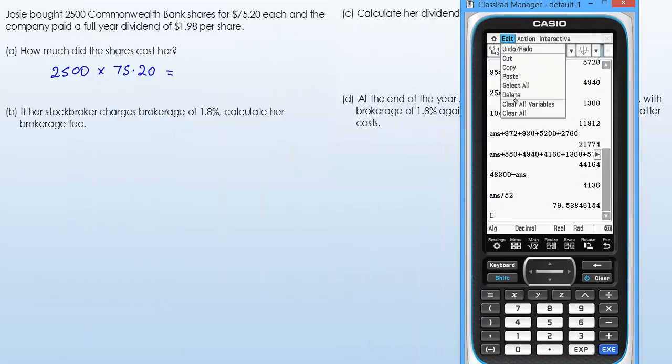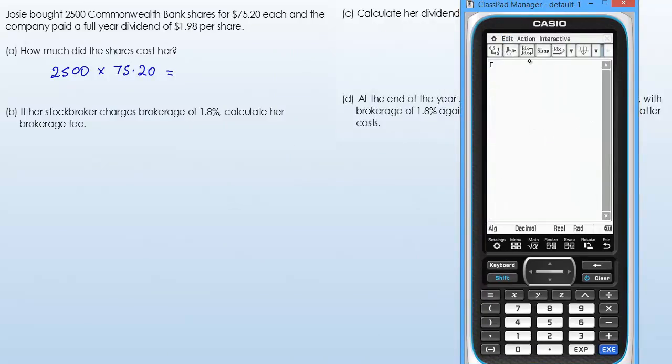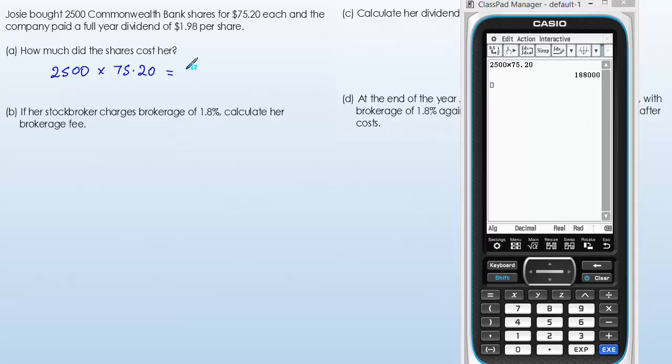So let's just make some space on the calculator. And we've got 2,500 multiplied by 75.20, $188,000.